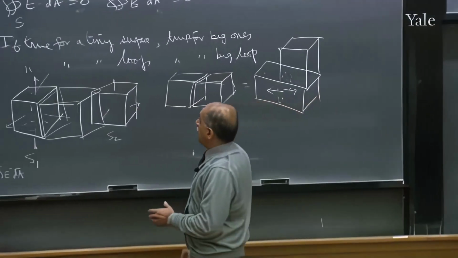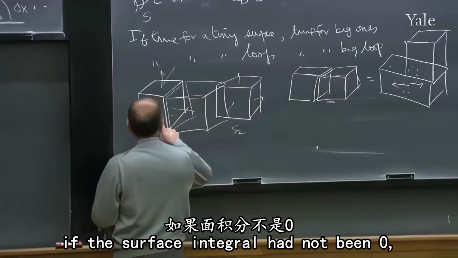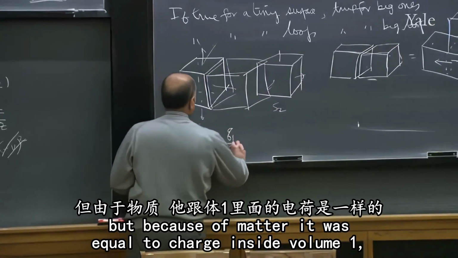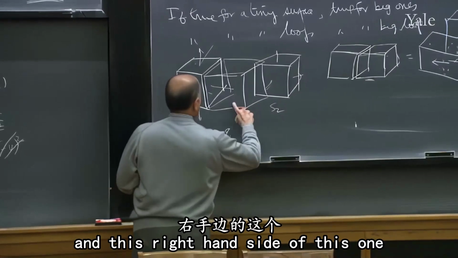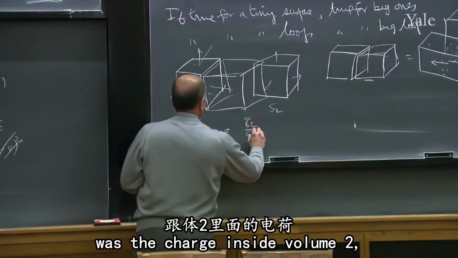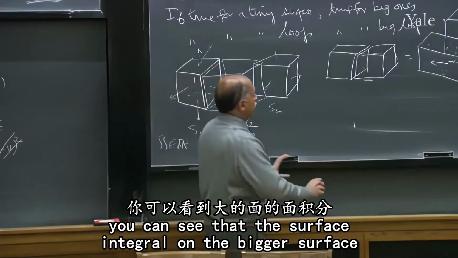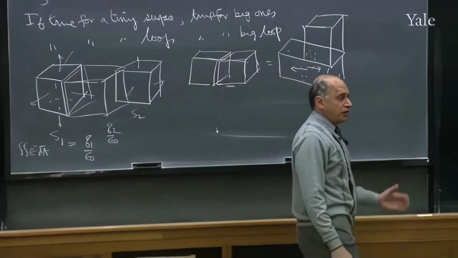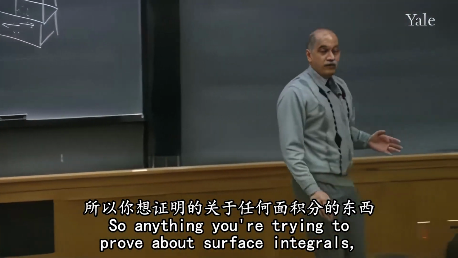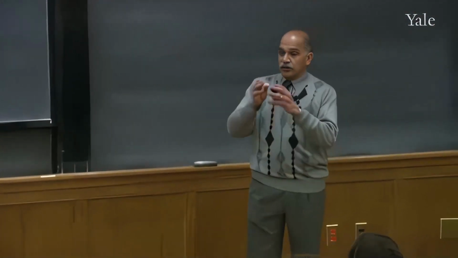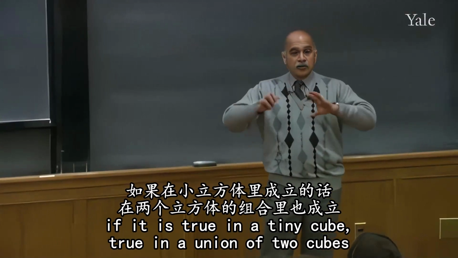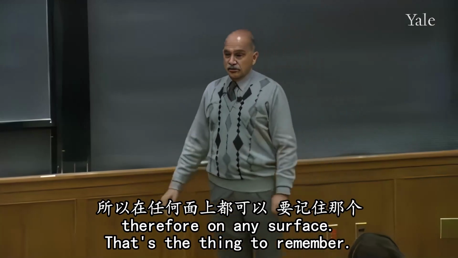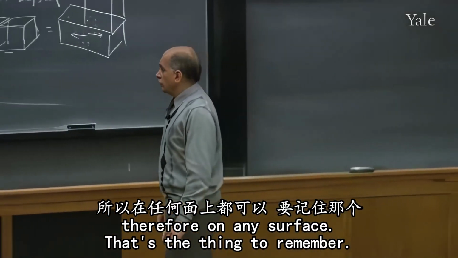And in particular, if the surface integral had not been 0, but because of matter, it was equal to the charge inside volume 1, and the right-hand side of this one was the charge inside volume 2, you can see that the surface integral on the bigger surface will be the sum of the two charges. So anything you're trying to prove about surface integrals, even if the right-hand side is not 0, if it is true in a tiny cube, true in a union of two cubes, and then on a union of any number of these tiny guys, therefore on any surface. So that's the thing to remember.